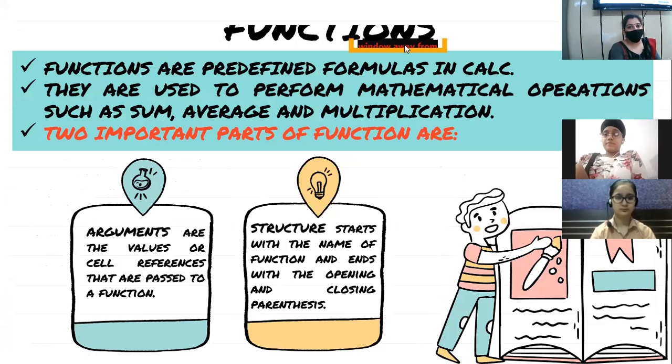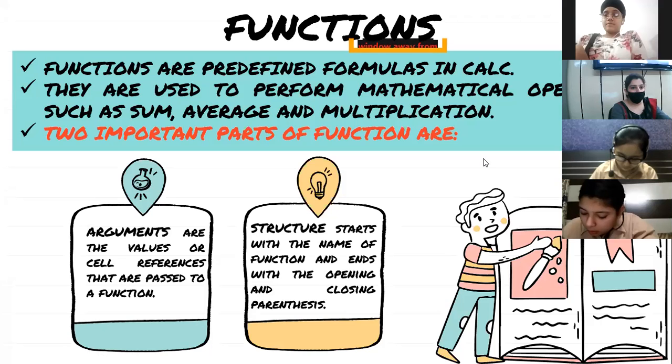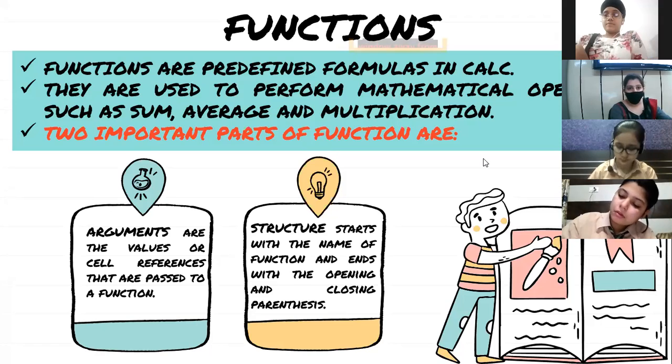The next are the functions, the most important feature of CALC for performing the calculations. These are just the predefined formulas in CALC that are used to perform mathematical operations. For example, you want to perform some sum, you want to find the average, you want to find the maximum or minimum values. Clear? So two important parts of the function are arguments and structure. Here again it is a 2 marks question. Name the parts of function. The two parts are arguments and structure.